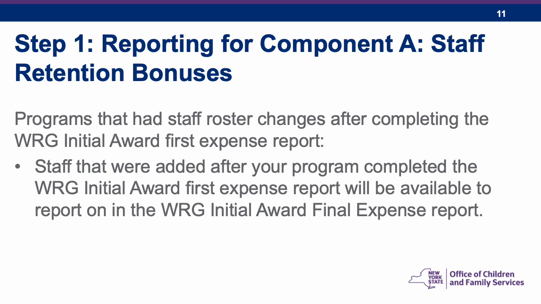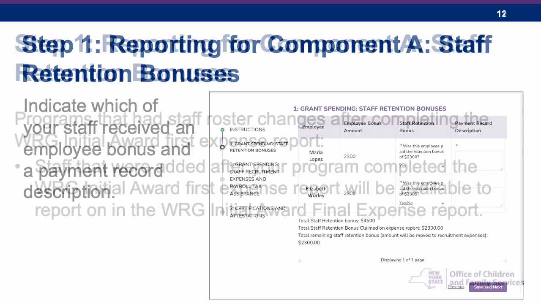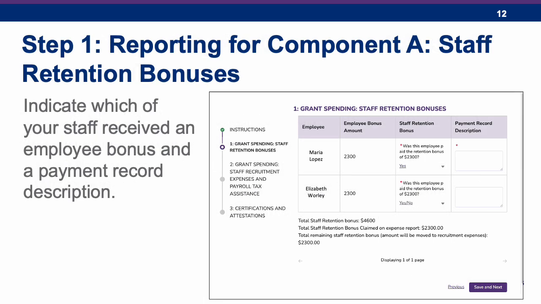For programs that had staff roster changes after completing the WRG Initial Award First Expense Report, please note that staff who were added after your program completed the WRG Initial Award First Expense Report will be available to report on in the WRG Initial Award Final Expense Report. On the Reporting for Component A, Staff Retention Bonuses step, you will indicate which of your staff received an employee bonus, and you will record a payment record description for that employee bonus.